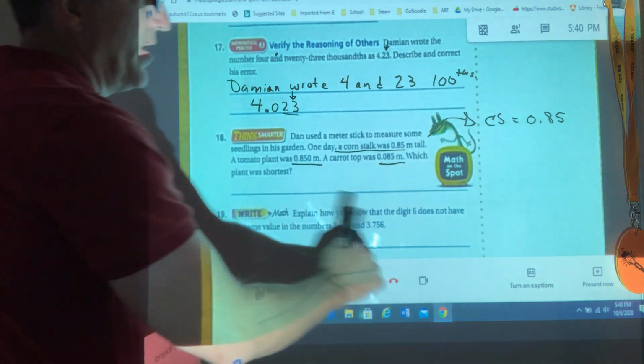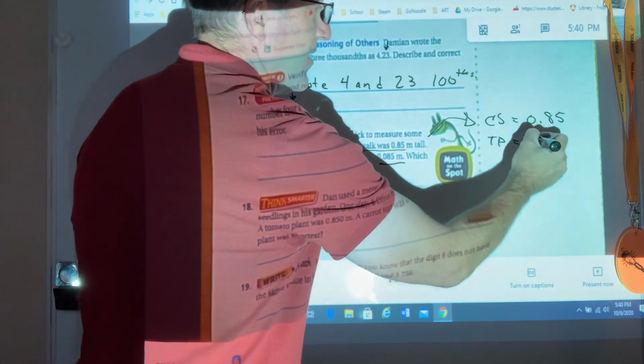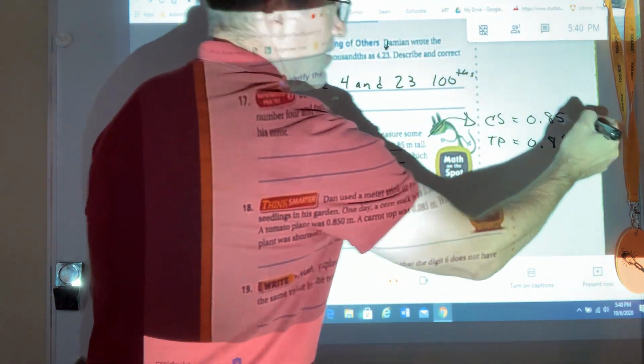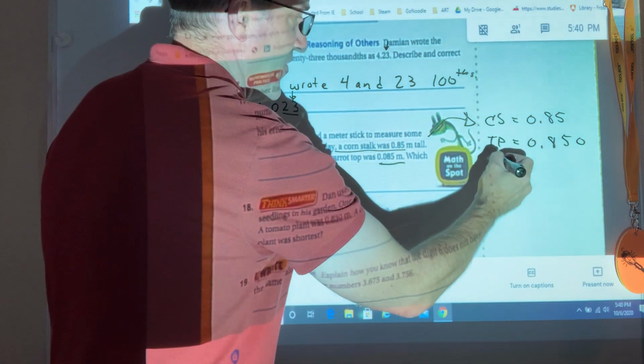Now I've got a tomato plant, that's TP, right? That equals 0 and 850 thousandths. So I'm gonna write that. Okay, and now I've got a carrot top, which is 85 thousandths.